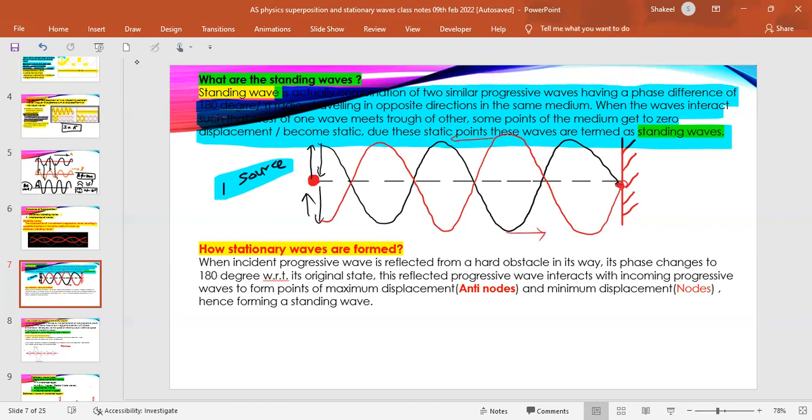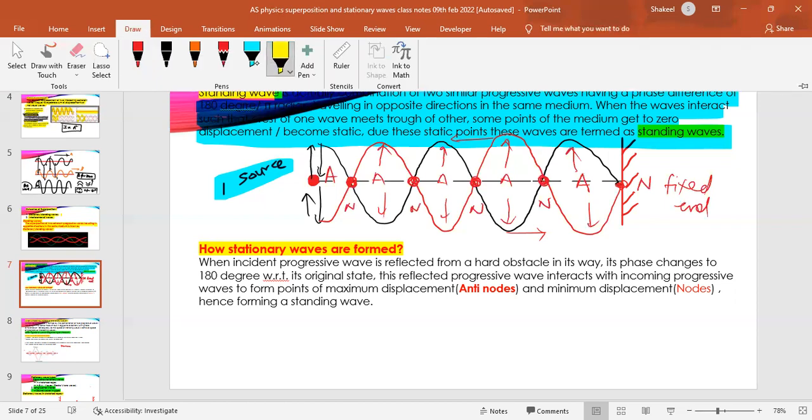So these two will interact with each other such that two different types of points are formed. The points which are the dots are known as nodes. So these are static points. And the points between them with the maximum amplitude are known as antinodes. So these are the antinodes. So at the source is always an antinode and at the fixed end is always a node. So this is known as a standing wave.